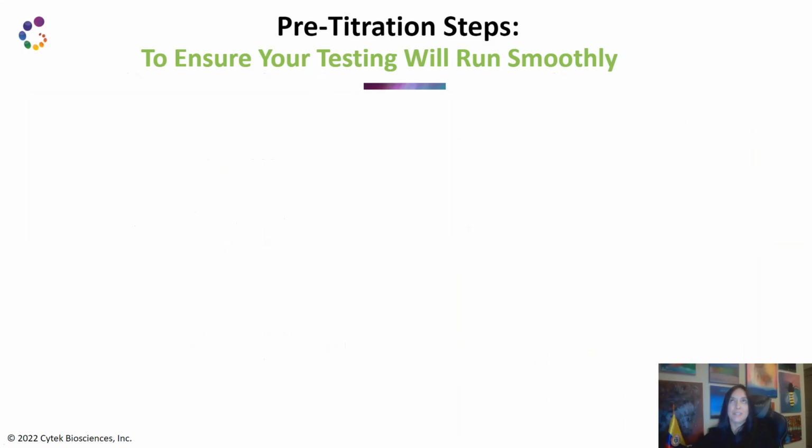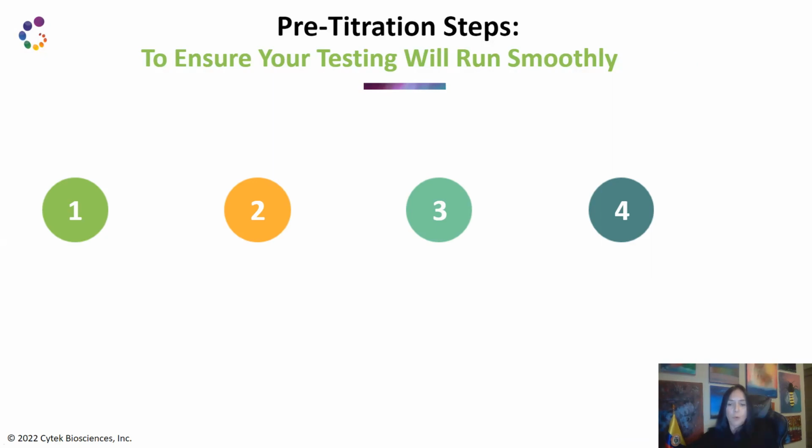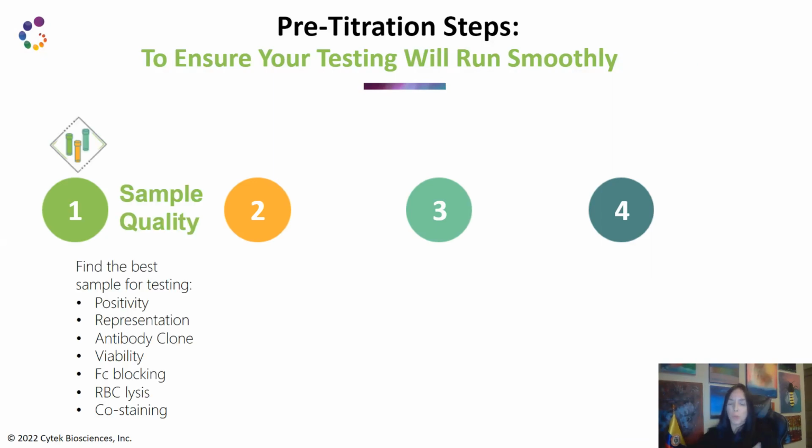So let's divide the titration process into 3 parts. What do you need to have ready before you even start staining samples or acquiring samples on your cytometer? So 4 recommendations, starting with sample quality.